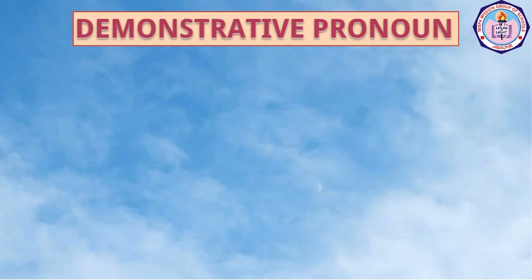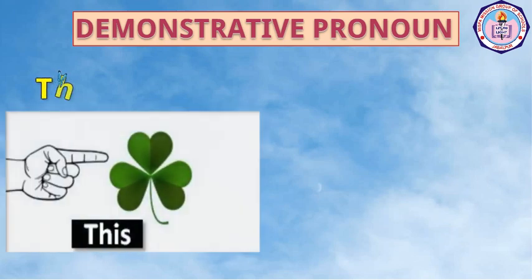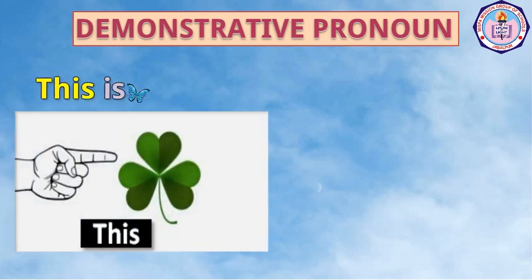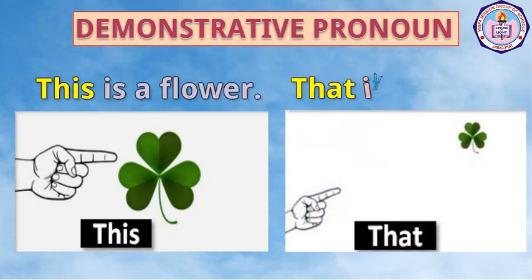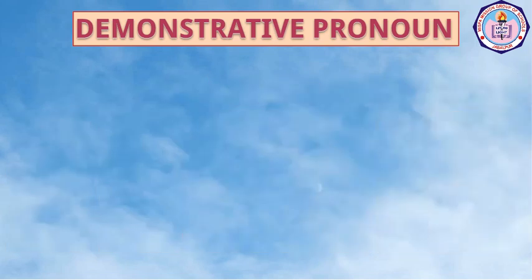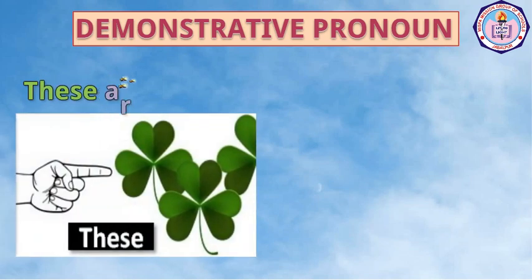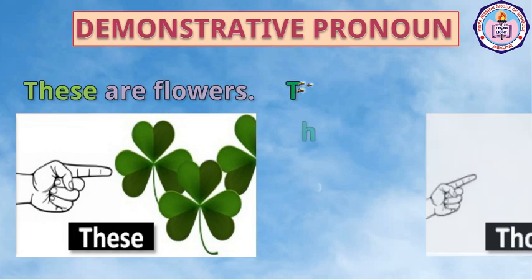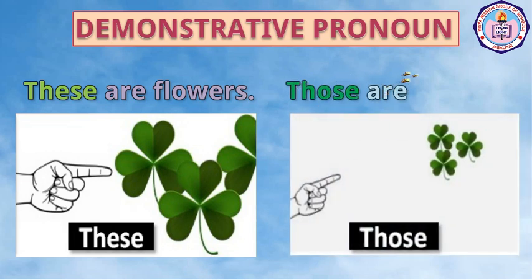When it takes the place of a noun to say something about something nearby in singular, we say this is a flower. And if the same singular is placed far away, we say that is a flower. If it is a plural thing, nearby we say these are flowers. And if the same things are placed far away, we say those are flowers.